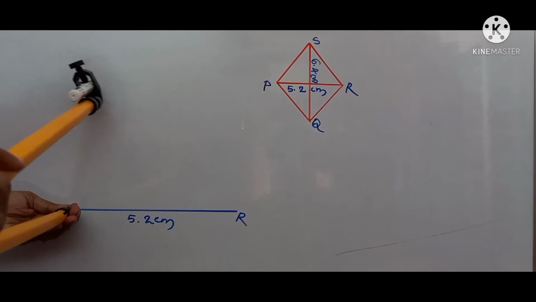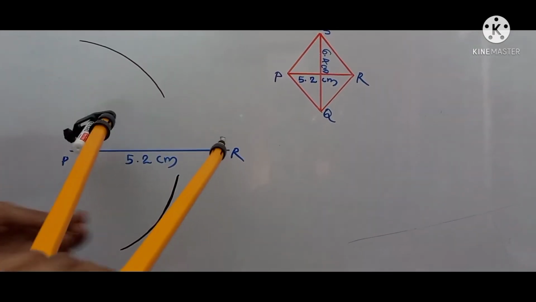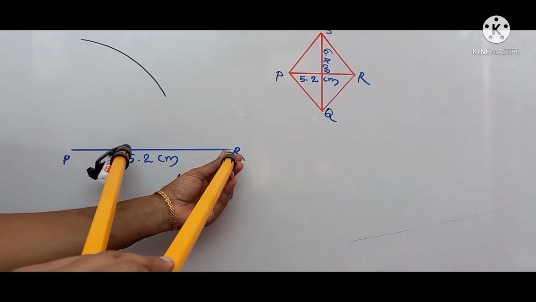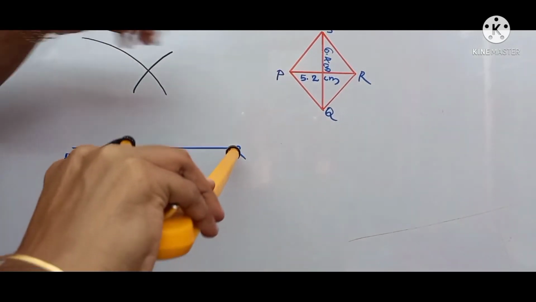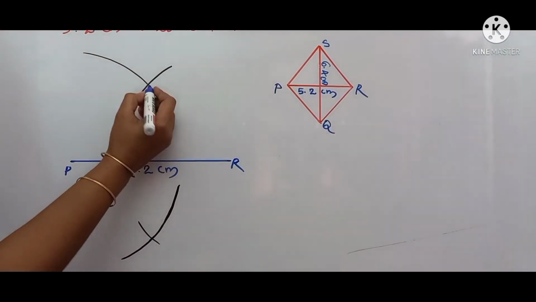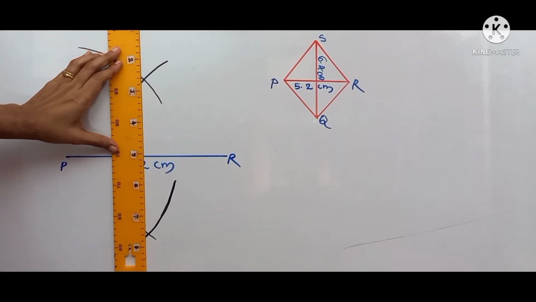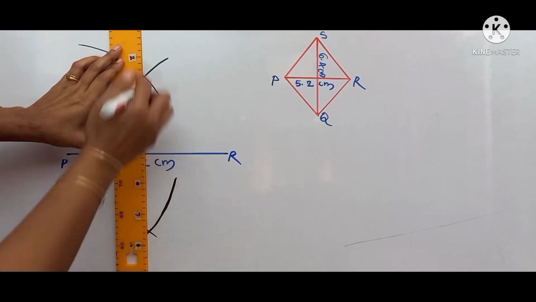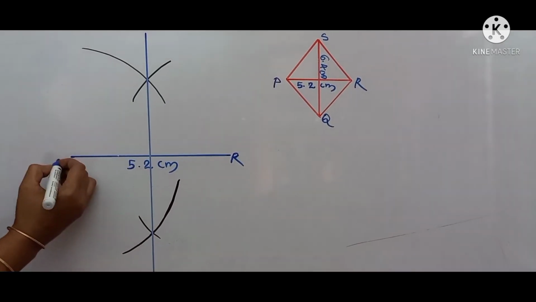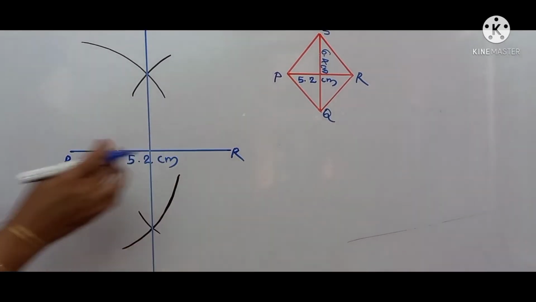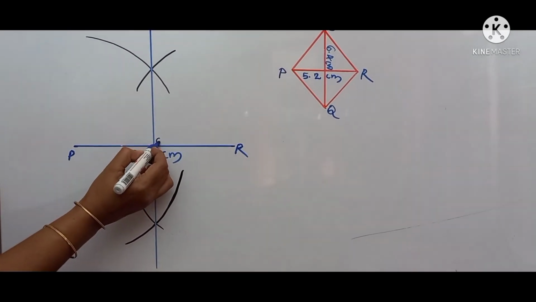So draw an arc up and down. Without changing the compass width, we place our compass, point it on R and draw an arc. Similarly, up and down we have to draw. Join these two points. Like this way, it is intersected, and we have got the perpendicular now. Then let one point O be here.